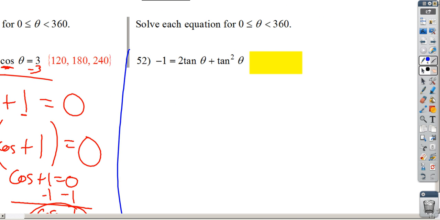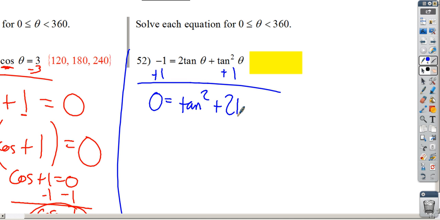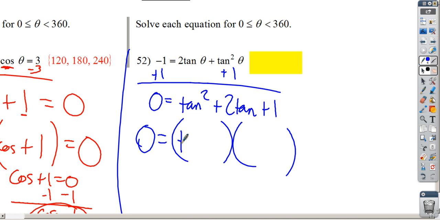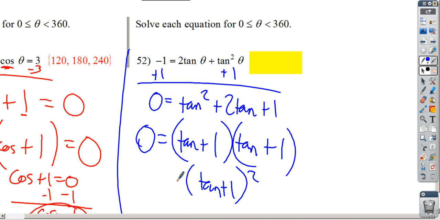So let's add the 1 to both sides, and we'll get 0 equals, I'm just going to write this with the squared term in front, and then the tan to the first power second, and then this one. Okay, this will again factor. What did you do to get tan squared? You multiplied tan times tan. What did you do to get the 1? You did 1 times 1. Okay, and this is nice because this is actually just one solution really. It's tan plus 1, the whole thing squared. Okay, so we need that to equal 0.